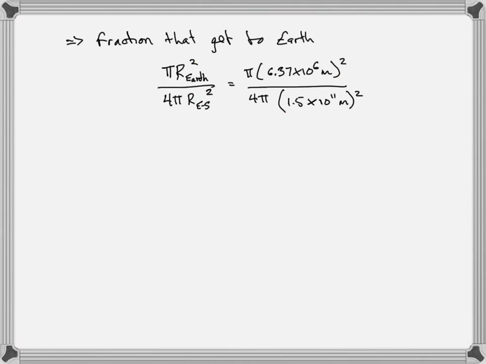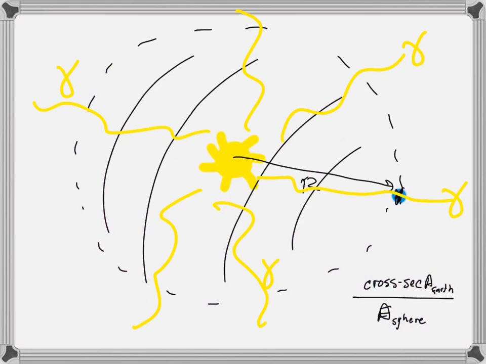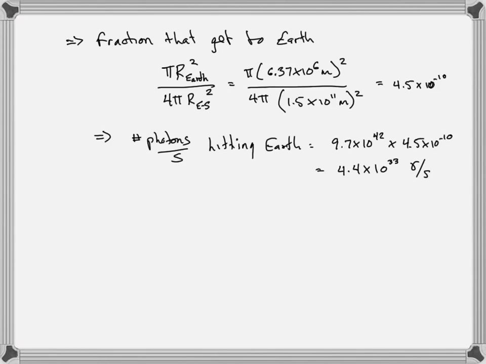So this is the fraction that tells us how much of that area is subtended by the Earth, and the radius of the Earth is 6.37 million meters, and the distance of the Earth to the Sun is 1.5 times 10 to the 11th meters, and you can work that out to find that that fraction equals 4.5 times 10 to the minus 10. So the number of photons that hit Earth is 4.5 times 10 to the minus 10 times the number of photons that leave the Sun, which is 9.7 times 10 to the minus 42. So getting 4.4 times 10 to the 33 photons per second, still quite an unimaginably large number, but yeah, we get a lot of light from the Sun.